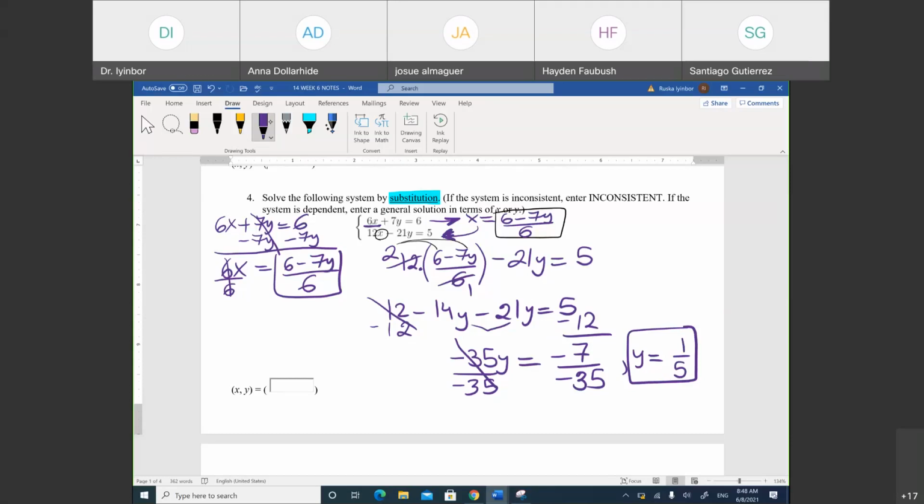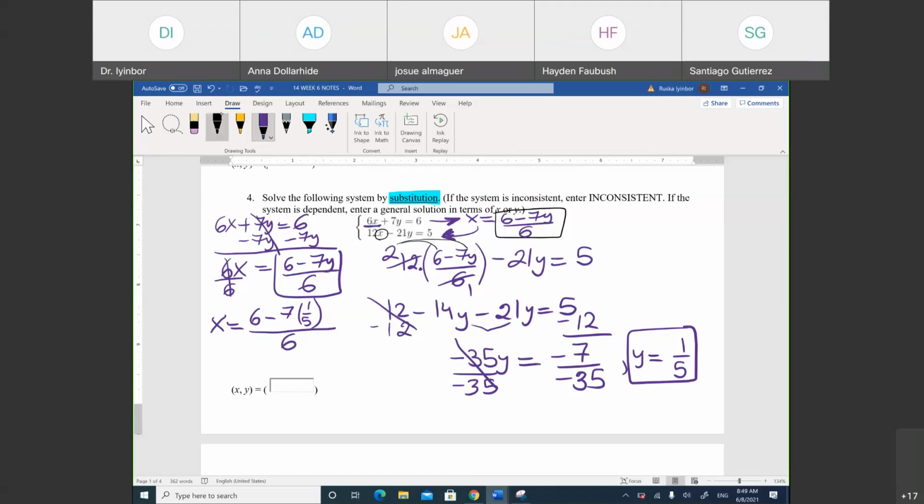So it's going to be x equals 6 minus 7 times 1/5, everything over 6. I know it looks complex, but you can use a calculator to plug it in exactly the way it is, and you can solve it. So here, if you want, you can use a symbolic calculator, or we can just simplify this. Let's simplify it real quick.